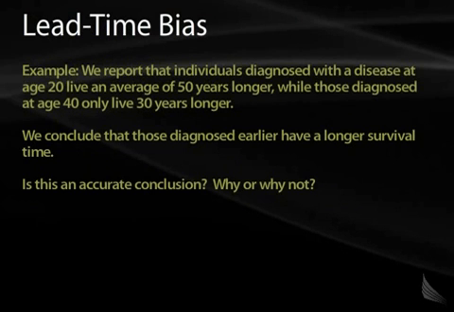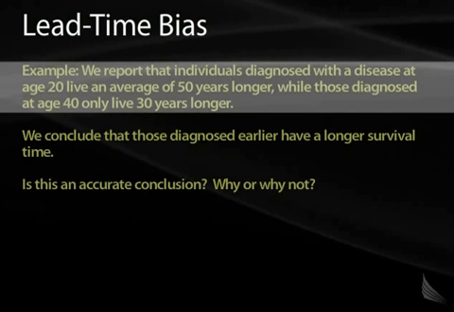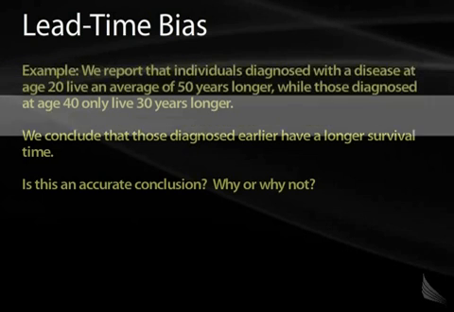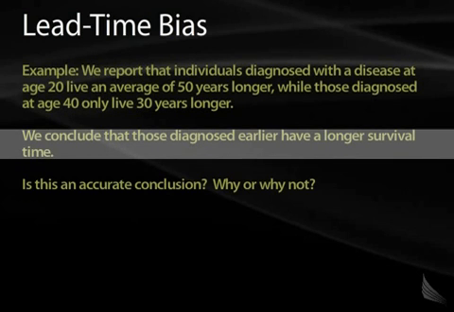Time bias. Let's say we report that individuals were diagnosed with a disease at age 20 and they live an average of 50 years longer, while those diagnosed at age 40 live an average of 30 years longer. Can we conclude that those diagnosed earlier have a longer survival time? The answer is no. We simply have a lead time bias. We're able to pick up the disease earlier, but that plays no role in the actual longevity or the outcome from this particular disease process.